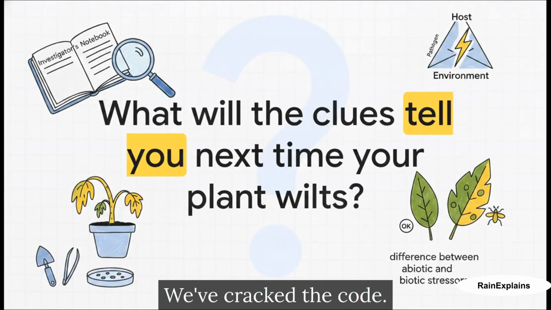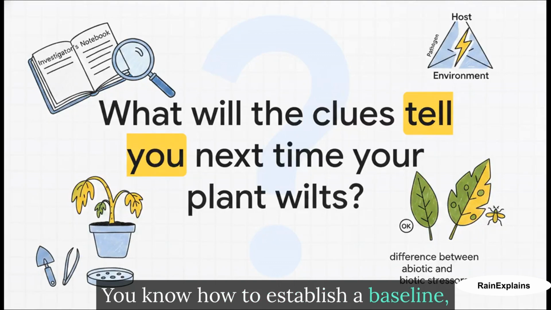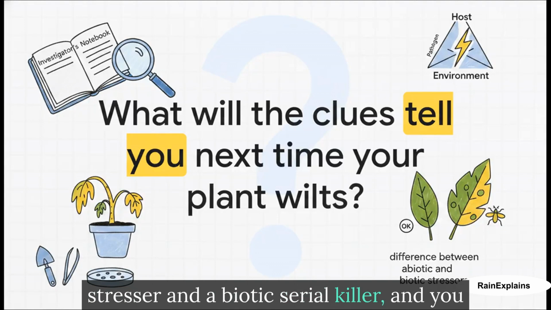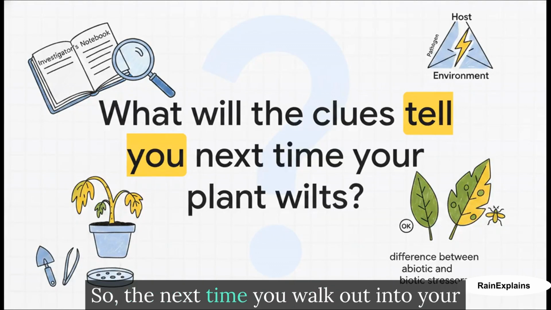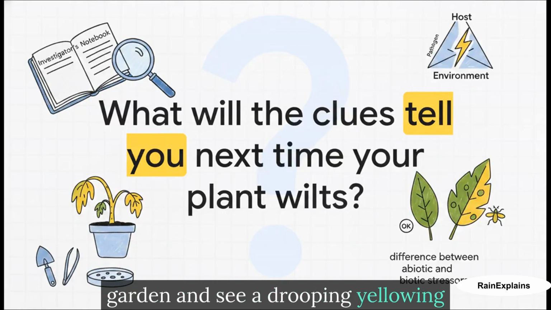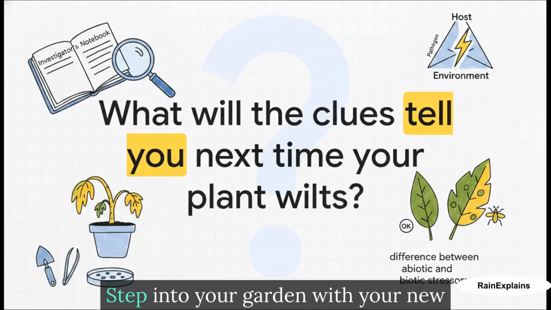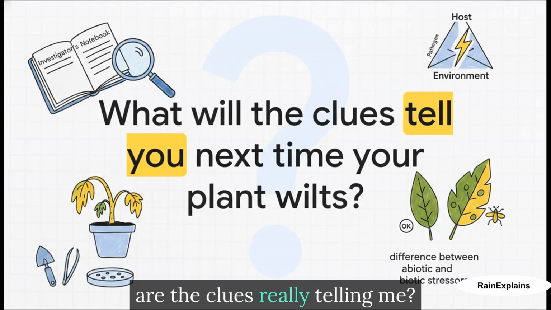So, there you have it. We've cracked the code. You now have the full investigator's notebook. You know how to establish a baseline, spot the difference between an abiotic stressor and a biotic serial killer, and you know exactly how to break the disease triangle. So the next time you walk out into your garden and see a drooping, yellowing plant, I don't want you to feel panic. I want you to feel curious. Step into your garden with your new forensic toolkit and ask yourself, what are the clues really telling me?